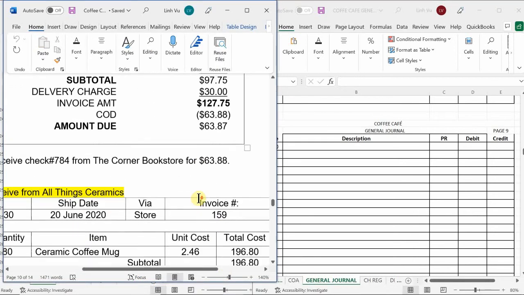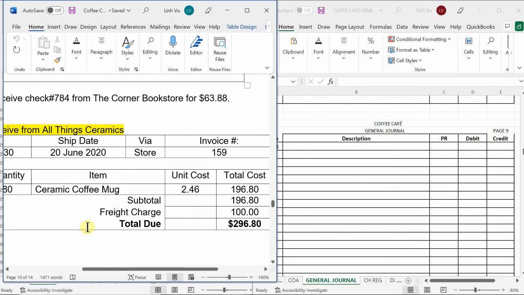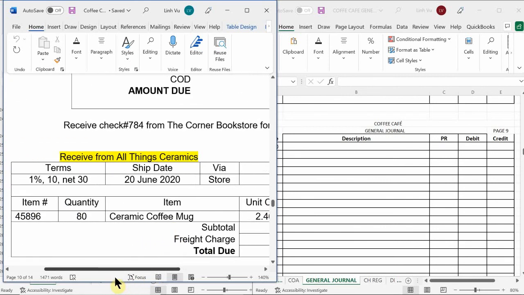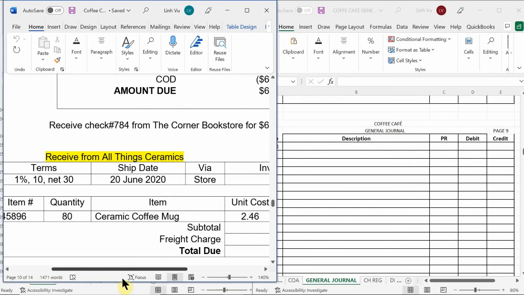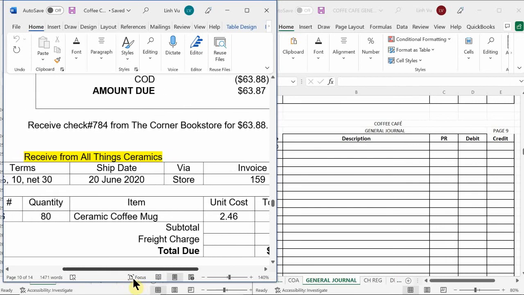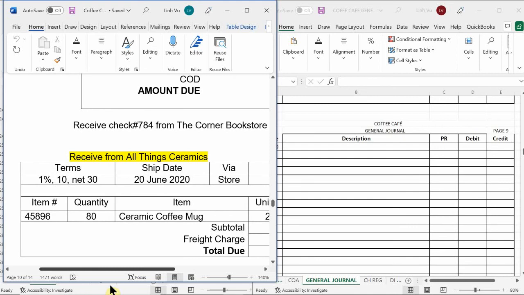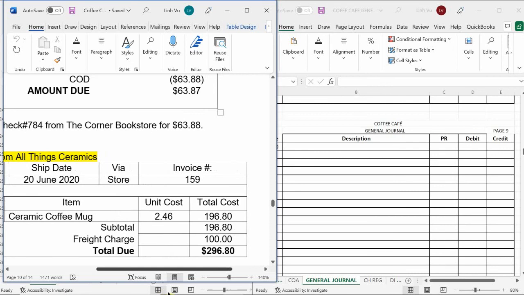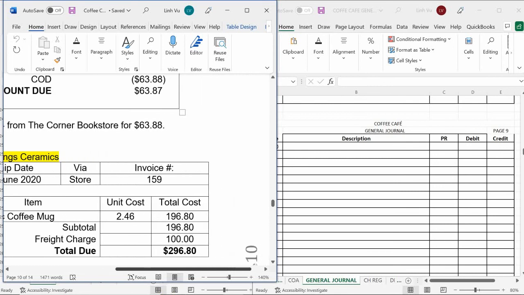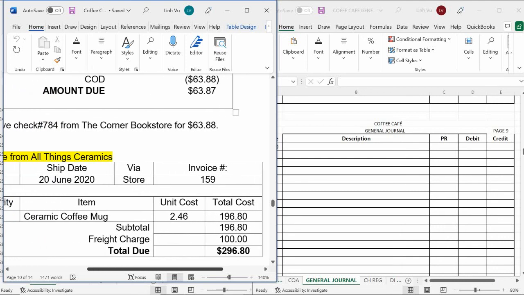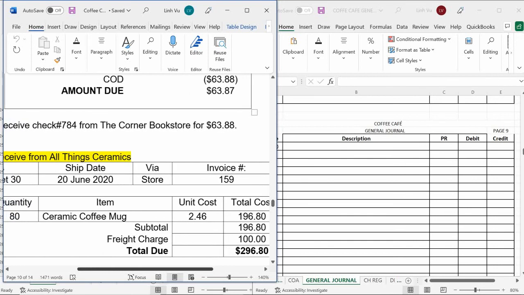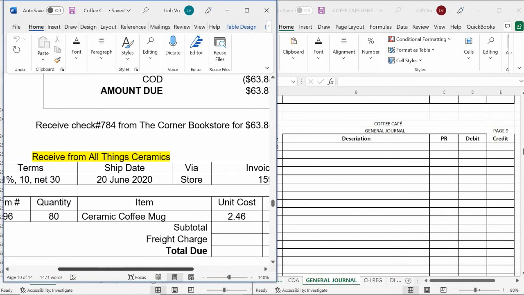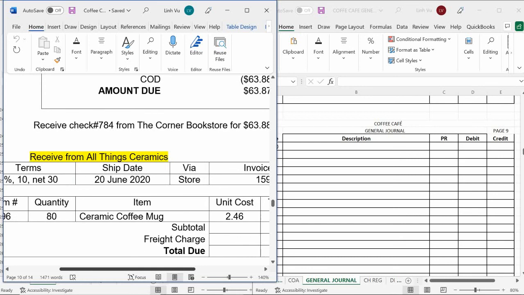Okay, so now that we got paid by the corner bookstore, let's see what happened here. We end up receiving more things from All Things Ceramic. So here we go. We have your terms here. You got your 80 ceramic coffee mugs, right, for $2.46, which is $196.80. You got some shipping charges for $100, and for a grand total of $296.80. Okay, no down payment required. So in this case, right, invoice number 159. How should we record this transaction?